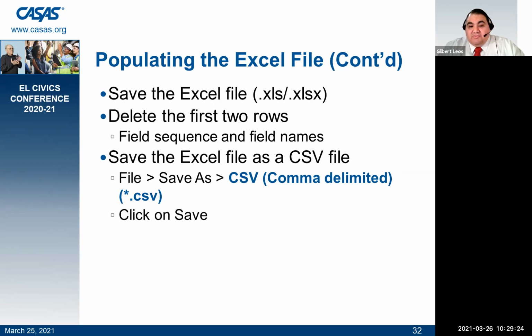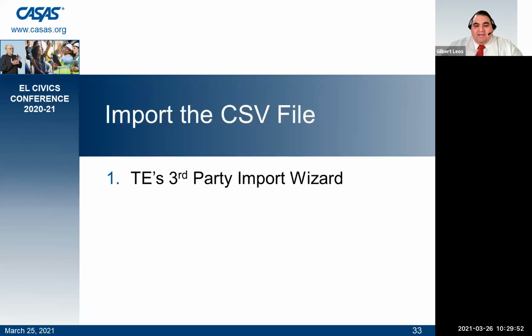So once those 2 rows are deleted, you're going to go to File, Save As, and you're going to choose CSV, delimited, *.csv, and then you're going to click on Save. Once you have done that, you have created your test data CSV file. And now that you have that test CSV file, you're ready to import.